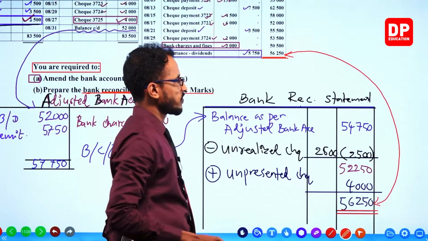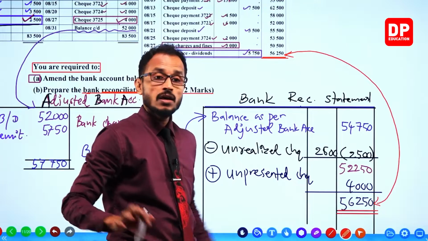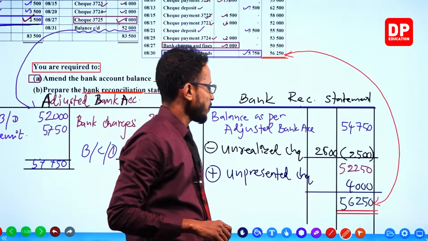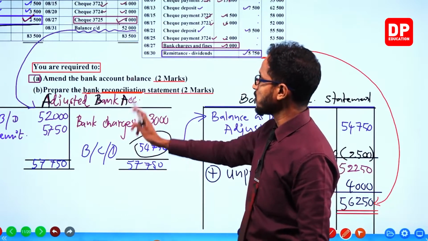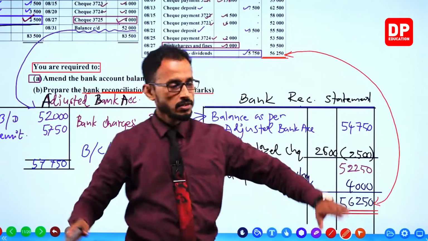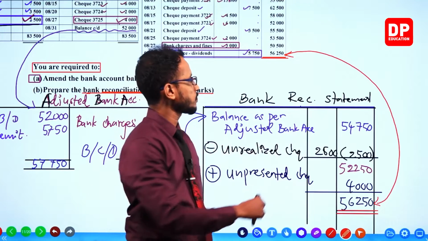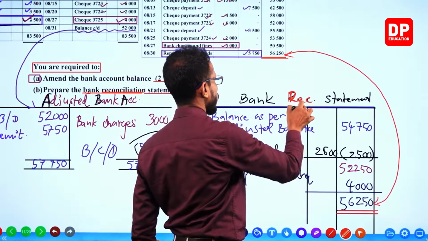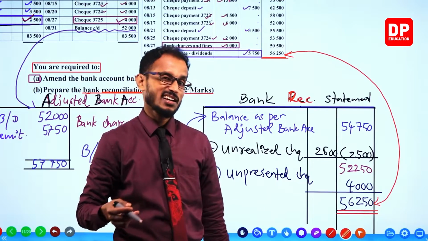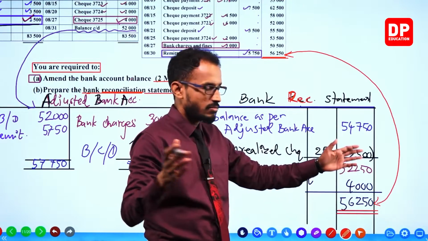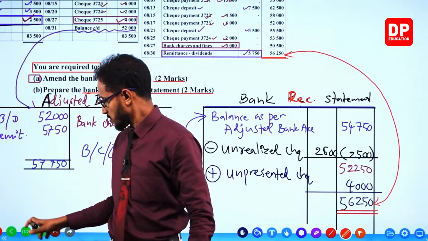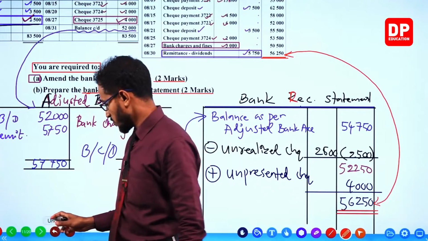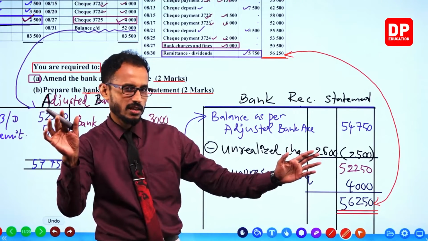Bingo. 56,250, 56,250. Done. There we prepared the adjusted bank account and bank reconciliation statement. People call it the bank rec these days, huh? Bank rec. It's like a little short form, and sounds hip, bank rec.